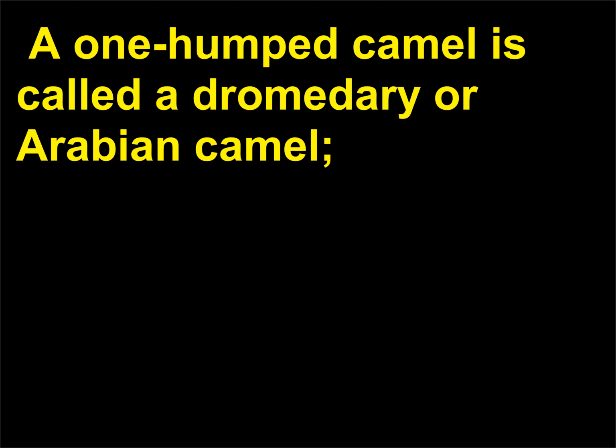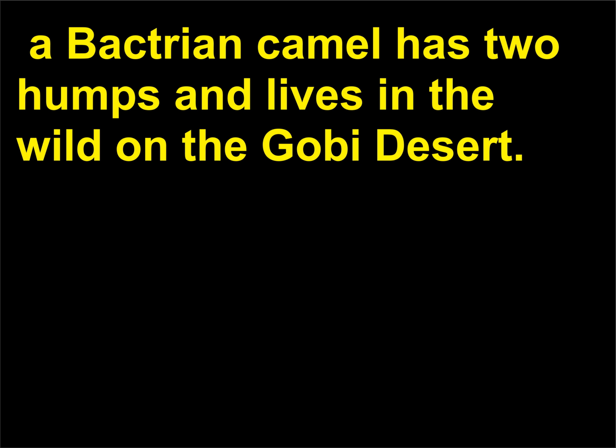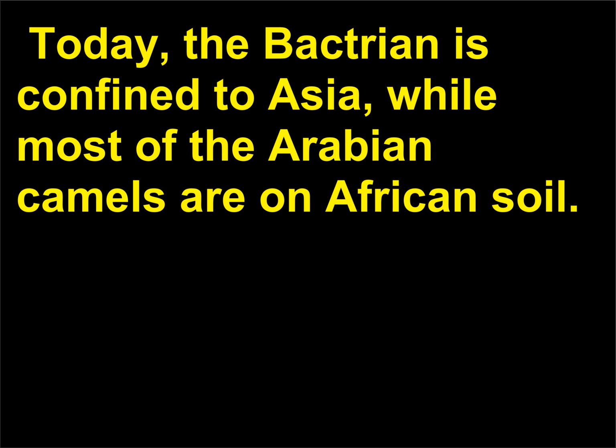A one-humped camel is called a dromedary or Arabian camel. A Bactrian camel has 2 humps and lives in the wild in the Gobi Desert. Today, the Bactrian is confined to Asia, while most of the Arabian camels are on African soil.